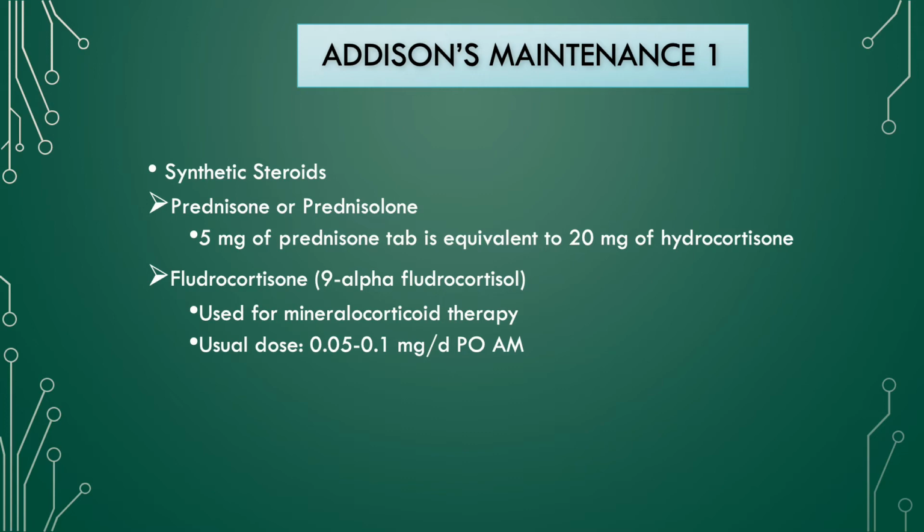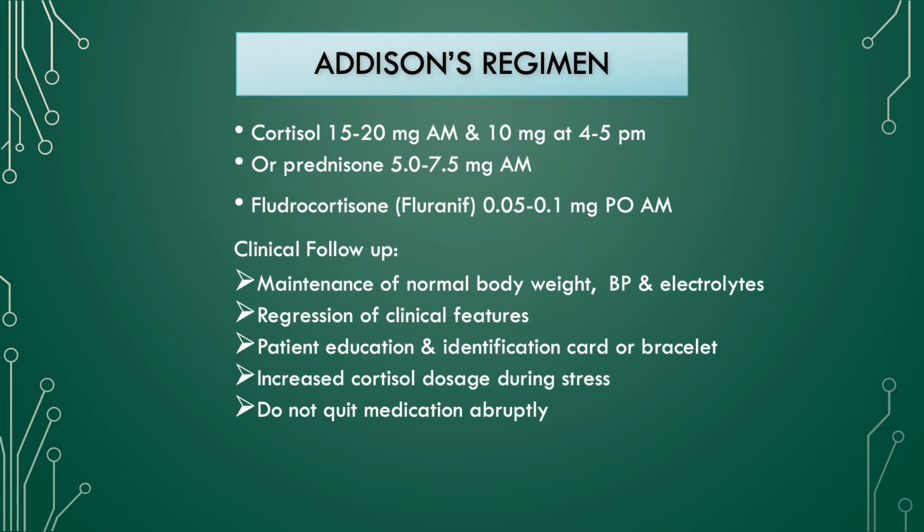Synthetic steroids can also be administered, either as prednisolone, a 5 mg prednisolone tablet, or fludrocortisone, used for mineralocorticoid therapy. Once or twice daily tablets of hydrocortisone, a steroid hormone, are given. If needed, aldosterone can be replaced with fludrocortisone acetate, which is taken orally once a day.